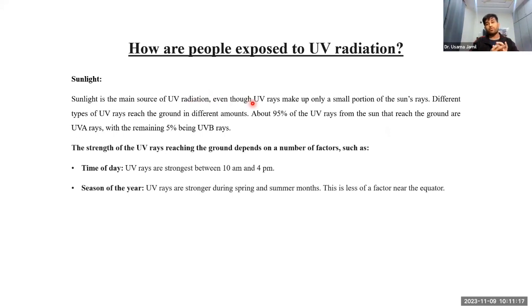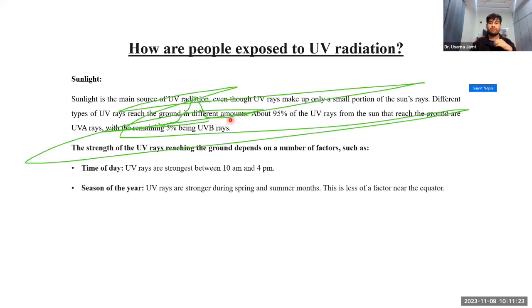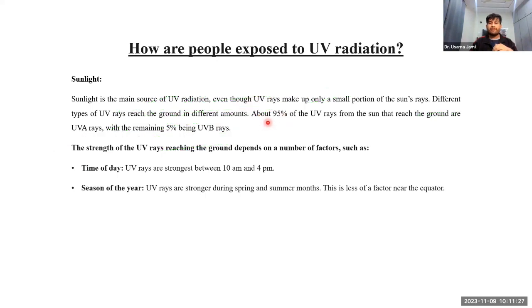Even though the UV rays make up only a small portion of the sun rays, different types of UV rays reach the ground in different amounts. About 95% of the UV rays from the sun that reach the ground are UVA rays, with the remaining 5% being UVB rays. So this specific beam of light we are talking about is UV radiation. It also has subtypes which are called UVA, UVB, and UVC.